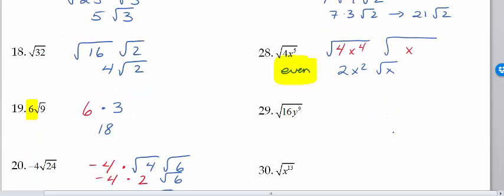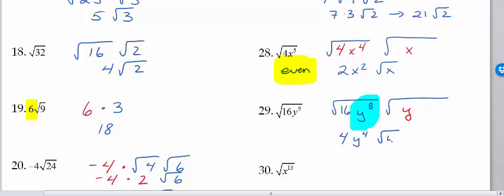On number 29, we're going to break that down into a perfect square and what's left over. 16y to the 8th. Now, 8 is not a perfect square, but what you do need to realize is 8 is an even number. Our leftover is 1y. So, the square root of 16 is 4. Half of y to the 8th is y to the 4th, and then the square root of y is left over.